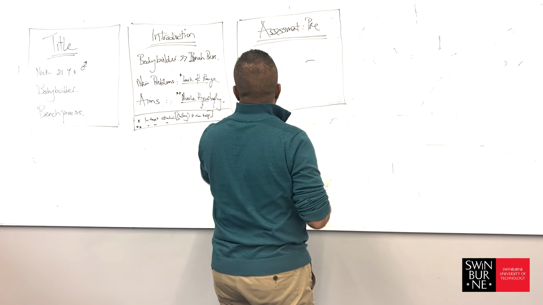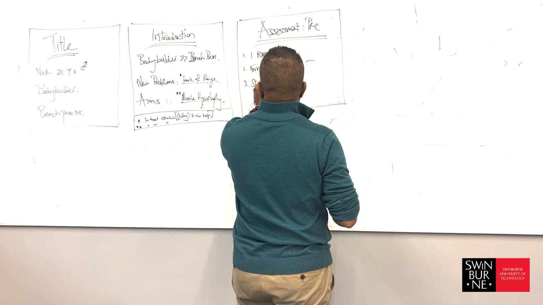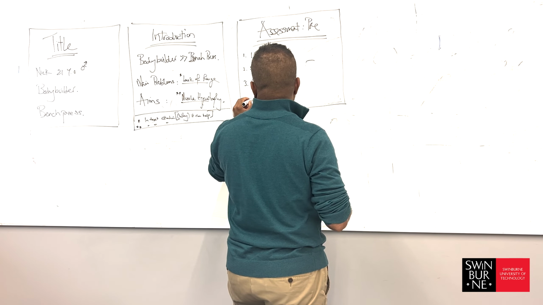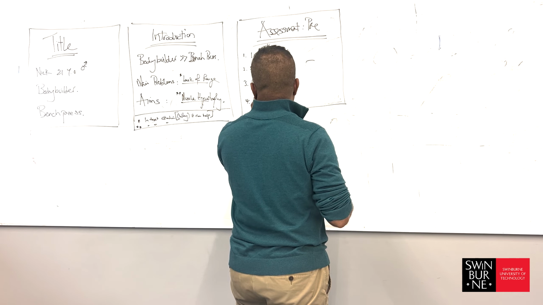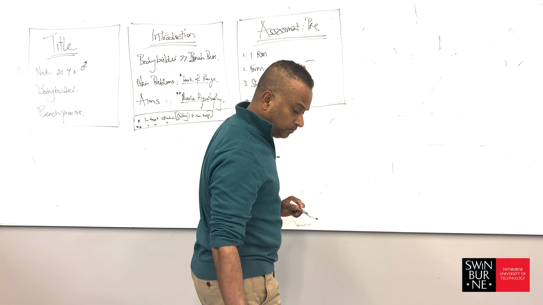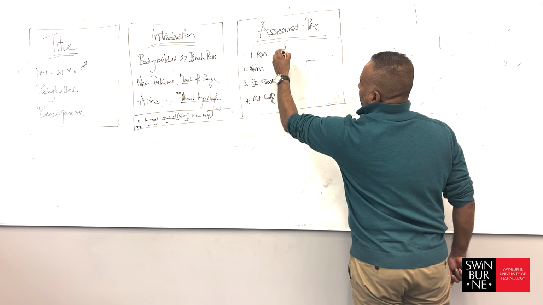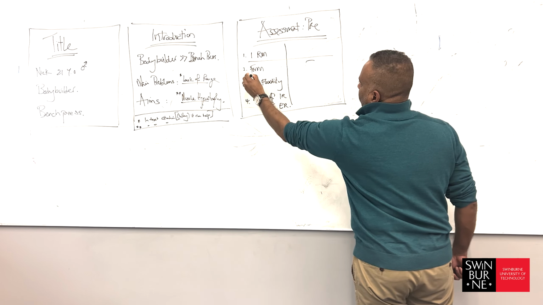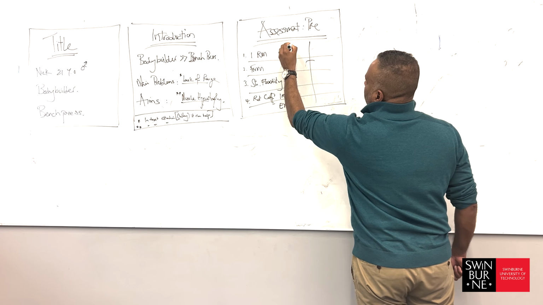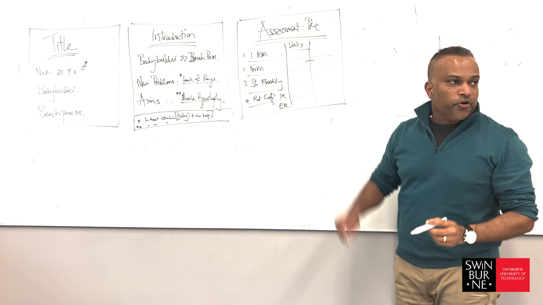Form, number 3. Shoulder flexibility. Internal and external rotation for rotator cuff. Rotator cuff, internal and external rotation. Units. And then you put your units there.